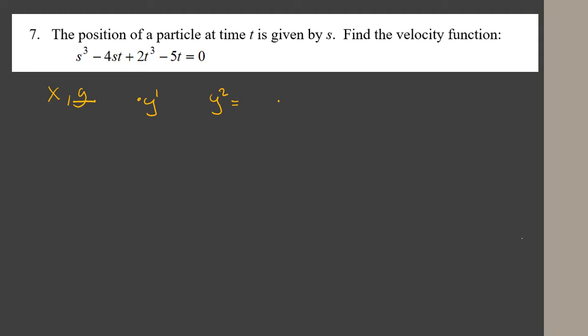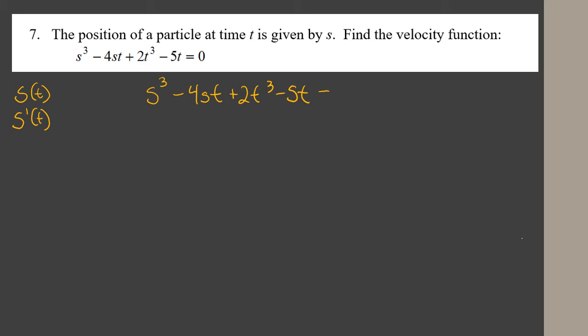Now this question reads, the position of a particle at time t is given by s. Find the velocity of the function. So we're given the position, which is s of t. The velocity is the first derivative, so we need to take our equation and take the first derivative of that. The equation is s cubed minus 4st plus 2t cubed minus 5t all equals 0.